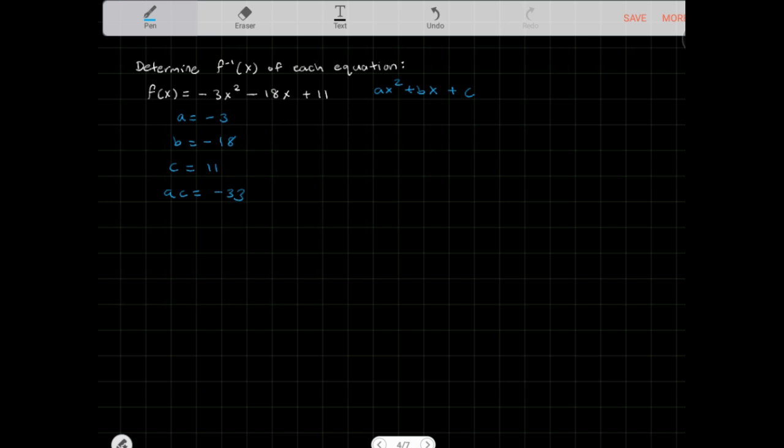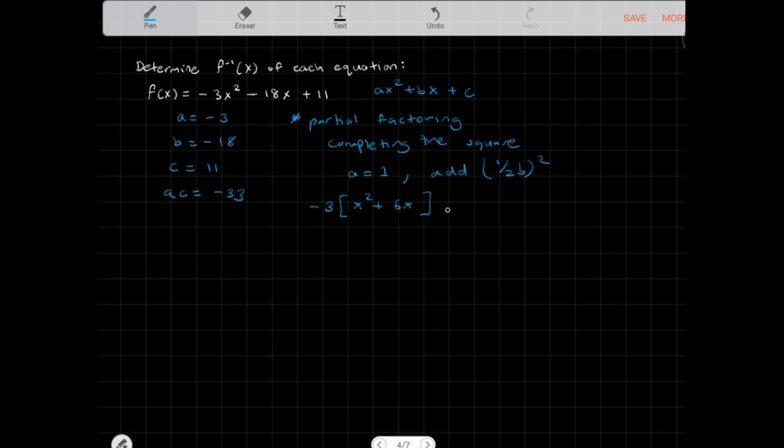So what you want to do is, let's do partial factoring, also known as completing the square. If you want to complete the square, you need a to equal 1, and you want to add 1/2 b squared. So to do that, I'm going to factor out the negative 3 so I can make a equal 1. And I have x squared plus 6x, and leave the positive 11 on the other side.